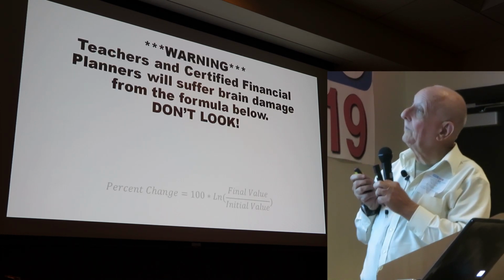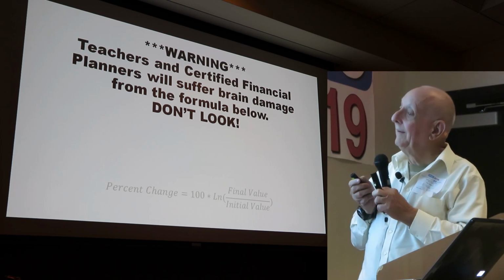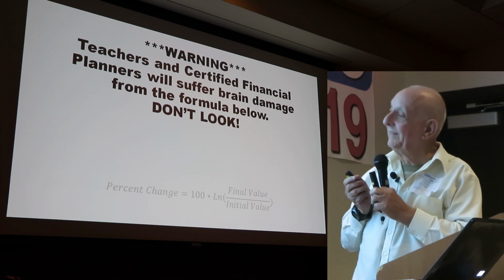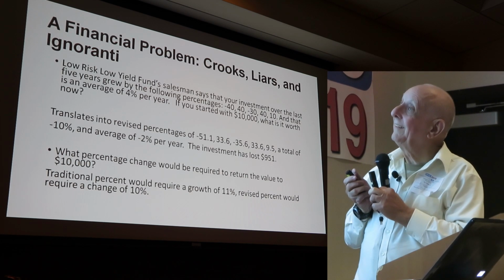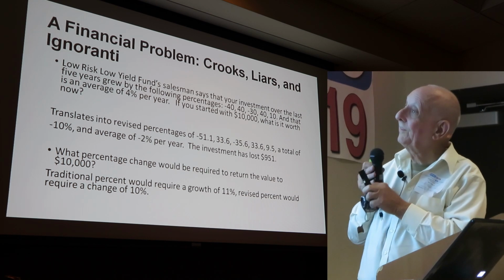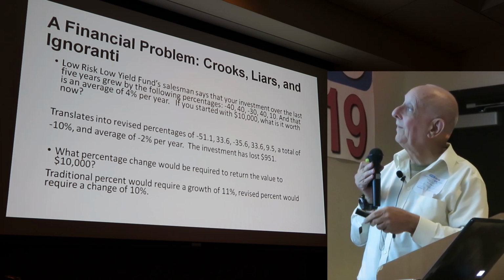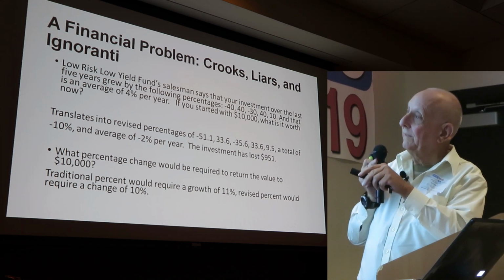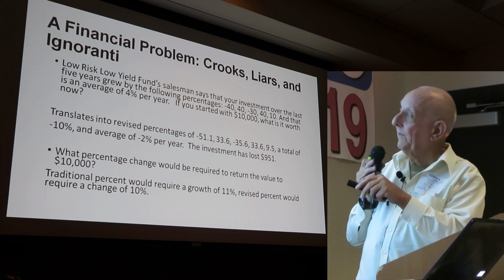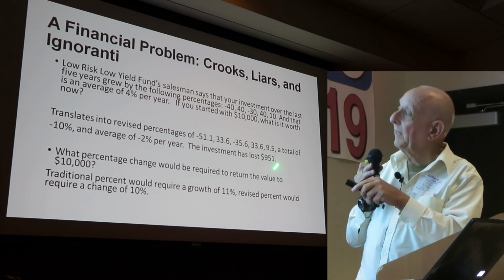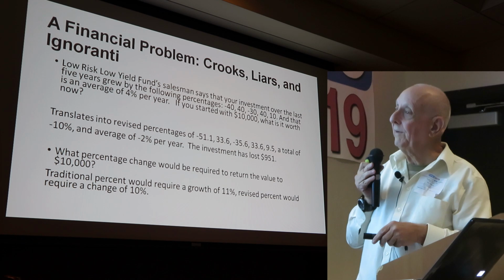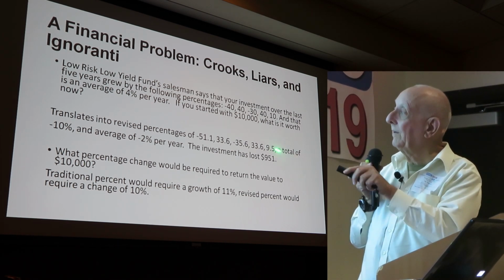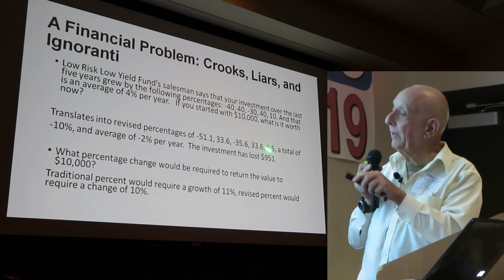Okay, so don't look at the formula if you're a teacher or a certified financial planner. So here are the answers now. You do it with logarithms, and you find out that the investment has actually lost money, not gained 4% a year on the average. It's lost 9.5%.